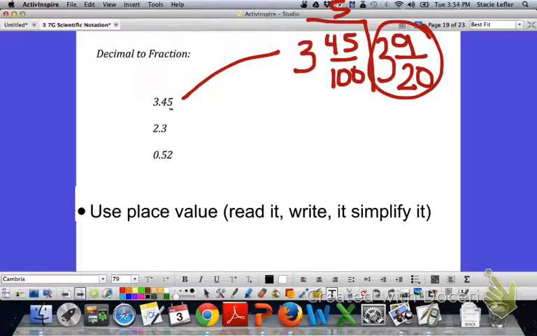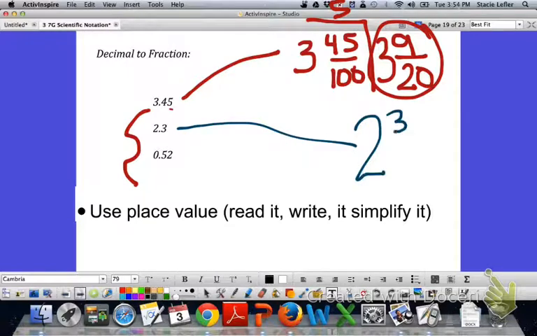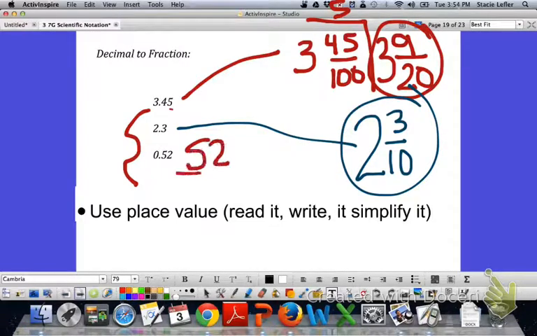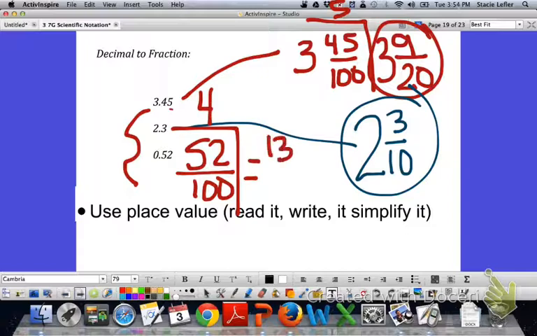Pause the video and do the next two. So 2 and 3/10 would be 2 and 3 over 10, which is 2 and 3/10. It's already simplified. 52 hundredths would be 52 over 100, which we would then simplify. We could divide by a factor of 4 and get 13 25ths. So we're really using our place value here and seeing where the last digit is.